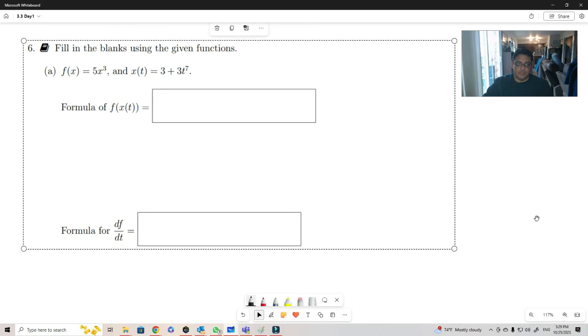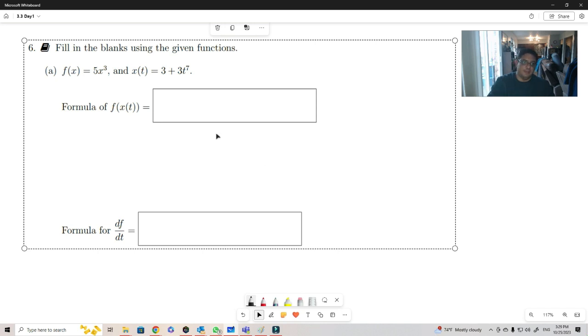Now let's move on to question 6. And here we're trying to arrange what the formula of the chain rule is. So we have f of x equals 5x cubed, and we have x of t equals 3 plus 3t to the 7. Now, if we do composition here, notice that we're plugging x into f of x. So this will be 5 x of t cubed, since this is what f of x is. Oh, but now we can actually say, well, but what is x? X is 3 plus 3t to the 7, and then power to the 3.